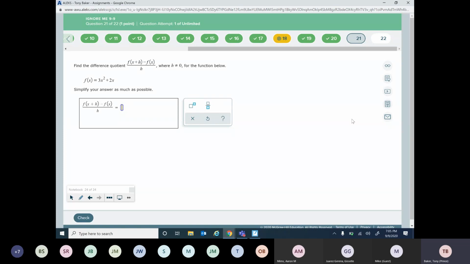As h is getting infinitely small, those points get closer and closer together, and therefore you can find instantaneous change instead of change over 2 points. So when we're doing this equation, we're in essence going to be finding the derivative of this original function right here. So when you go to Calc 1, remember this equation.